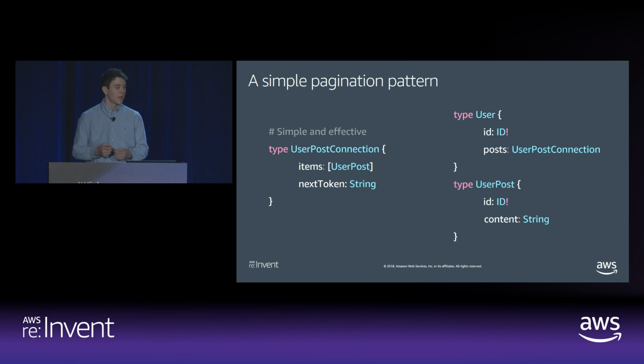It's that easy. You can see the user's posts field doesn't return a list of posts or user posts. It actually returns this user post connection. And then you'd have input arguments on that field as well, as we'll see in a minute.